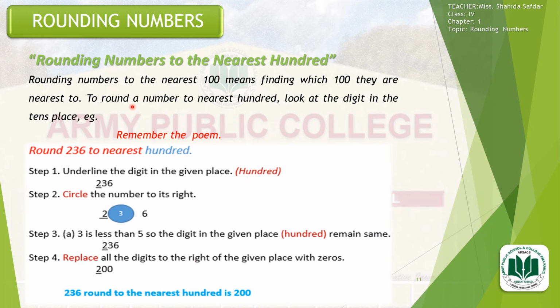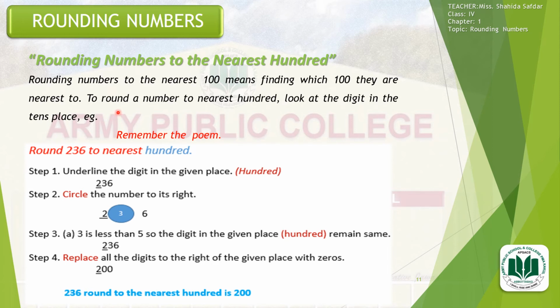Here we will learn how to round numbers to nearest 100. For this, first of all, we should know what is rounding numbers to nearest 100. It means finding which 100 they are nearest to. Every number has two values of 100. The first is the lower value of 100 and the second is the higher value of 100.